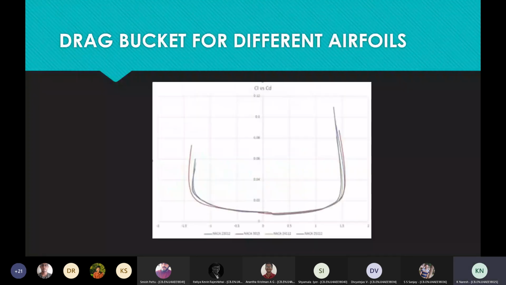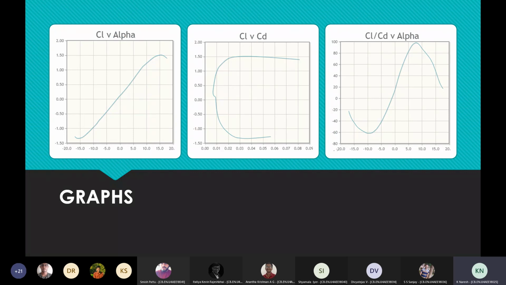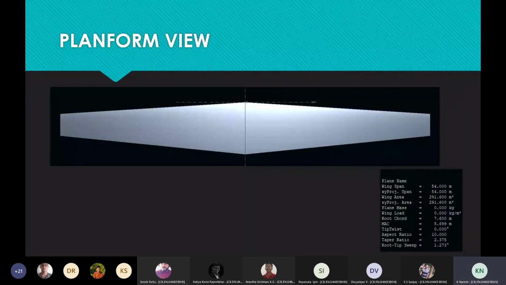We compared four different airfoils using drag bucket. As you can see, this small line which is bulging out here is our NACA 24112, which has minimum CD. Moving on to the graphs, these are the three graphs which we got for the airfoil. And this is a plan form view of a wing.